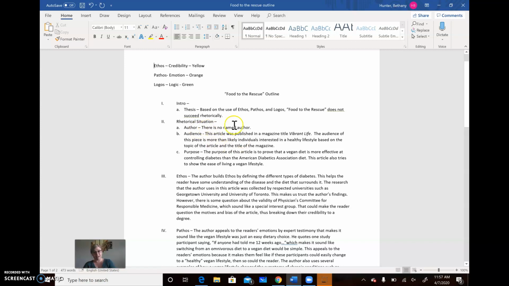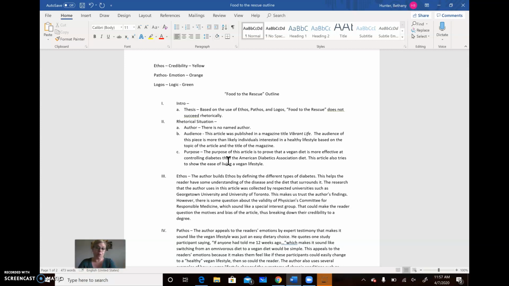And honestly, I look at this and I'm like, okay, it would be a paragraph. It'd be kind of a small paragraph. And then the purpose is where I mention what the thesis is. It's basically saying that a vegan diet is more effective at controlling diabetes than the American Diabetes Association diet. You would think they would know, but anyway. And so it tries to show the ease of living a vegan lifestyle as well. Because, and I think that's where that orange on that second page came from, where they're like, too good to be true. This is super easy.